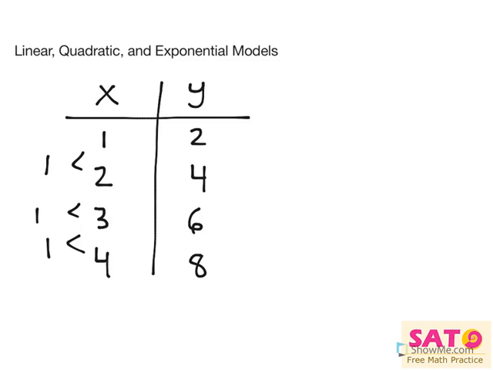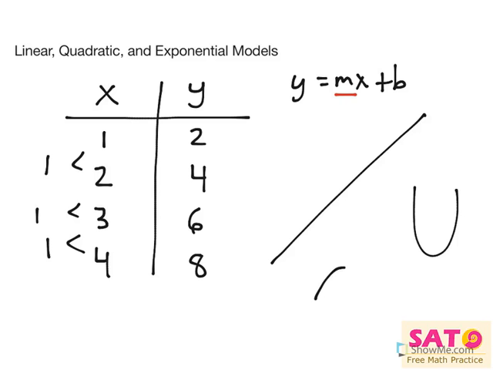Now for linear, as x goes up, y goes up or down, and it's always constant, because our equation here is y equals mx plus b, and m is our constant. So we need to have a constant, otherwise it wouldn't be such a straight line. It would be more like a U or a zigzag.